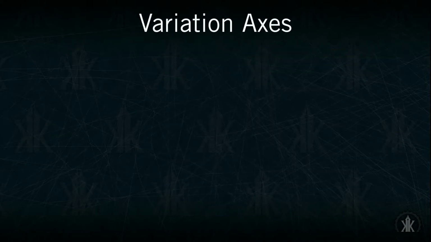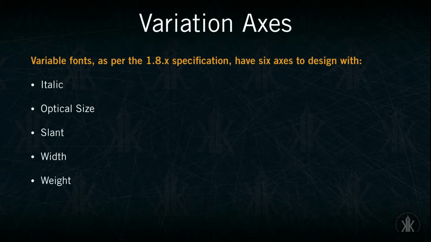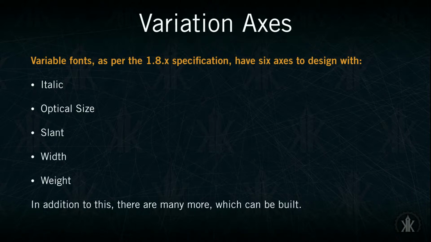As far as the type is concerned, for designers to make variations, that will be called in the CSS. As per the 1.8 specification, there are 6 axes that the type can normally be styled on. There's the italic, optical size, slant, width, and weight. In addition to this, there are a lot more which can be built, and I'll show this in a few examples.